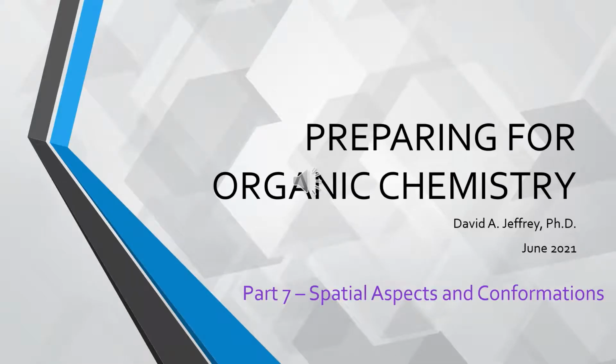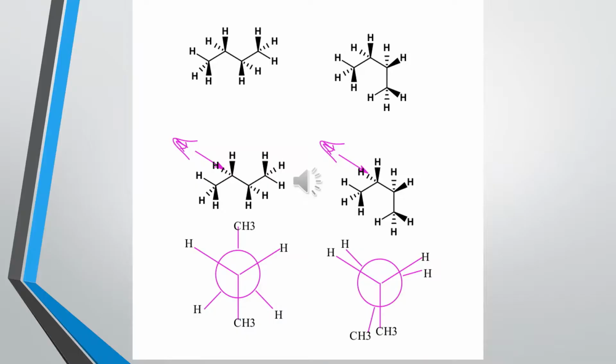Welcome to part 7 of the mini course, Preparing for Organic Chemistry. This is Spatial Aspects and Conformations. Look at this slide here, which depicts N-butane. If you remember when we talked about isomers, we said there were two butanes, N-butane and isobutane.